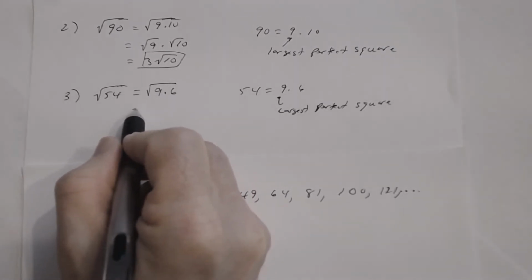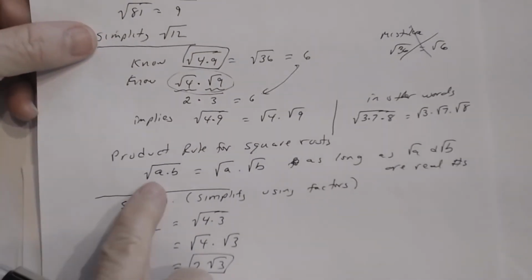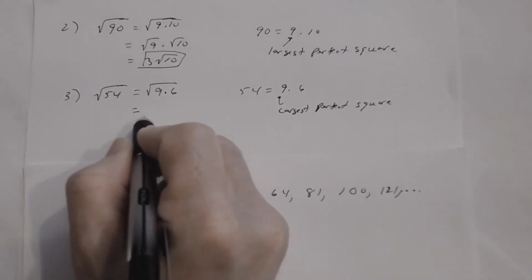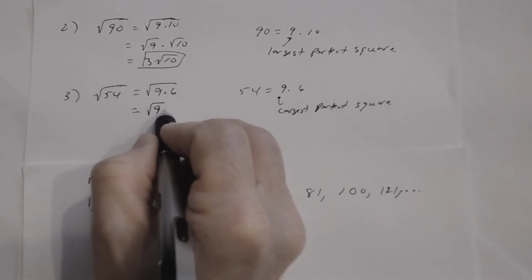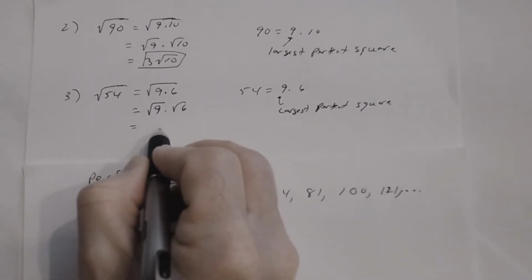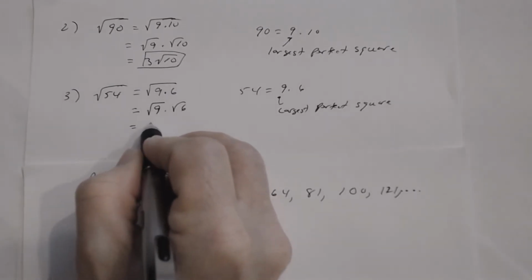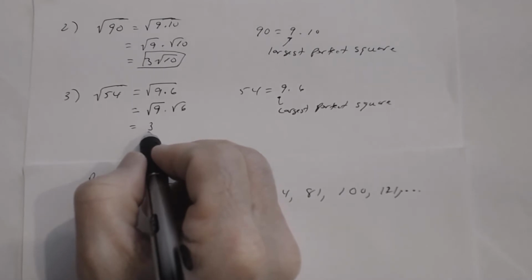So now I'm going to use the product rule. And so that means I can rewrite this as a product of the square root of each of those factors. So the square root of 9 times the square root of 6. And now let's simplify. Since 9 is a perfect square, the square root of 9 is 3. Now don't say the square root of 3. It is 3, right? Okay.